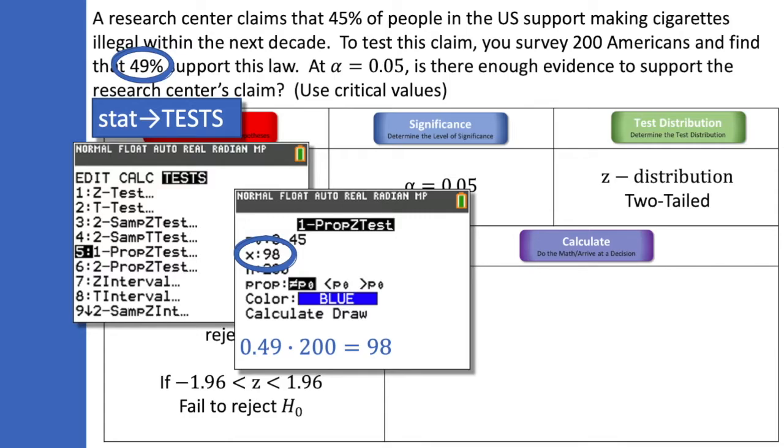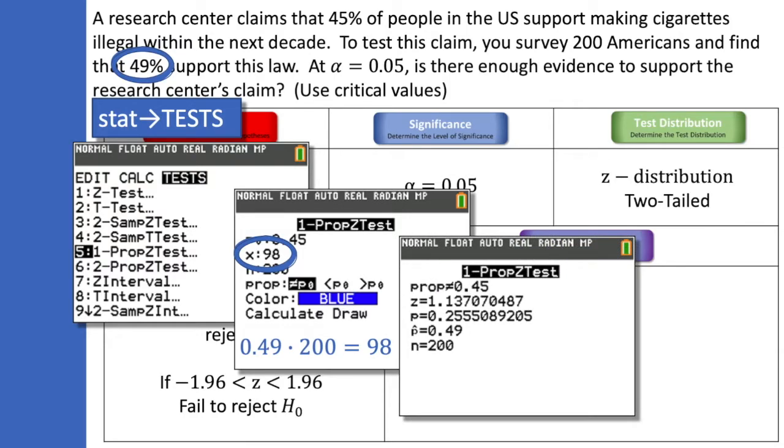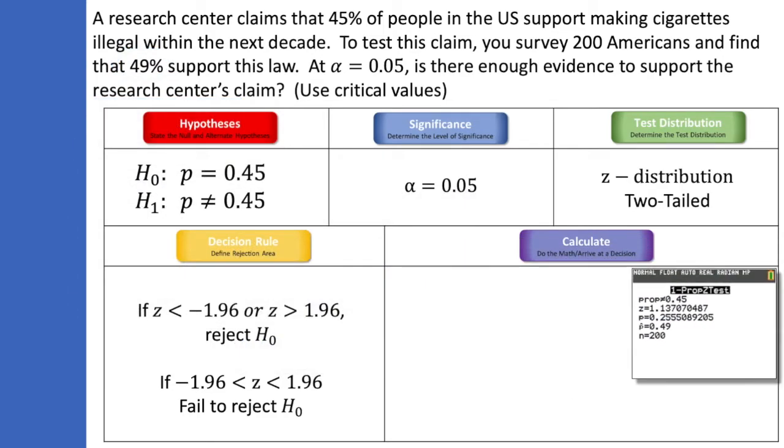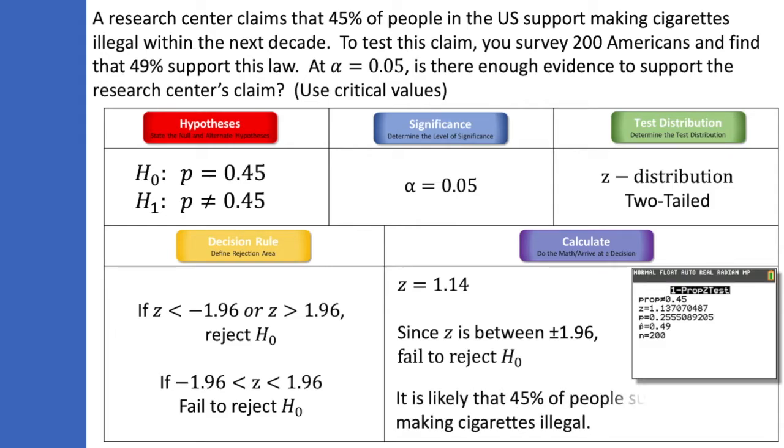Now I'll go down and hit calculate for a two-tailed test. And here we have our calculated z-value of 1.137, or about 1.14. So now we can compare that to our decision rule, and since z is between plus or minus 1.96, we'll fail to reject the null, which means that it's likely that 45% of people support making cigarettes illegal.